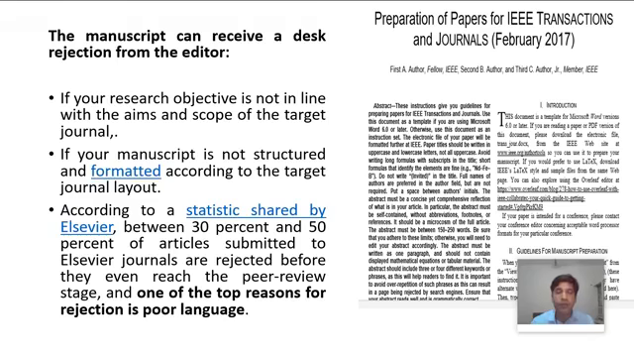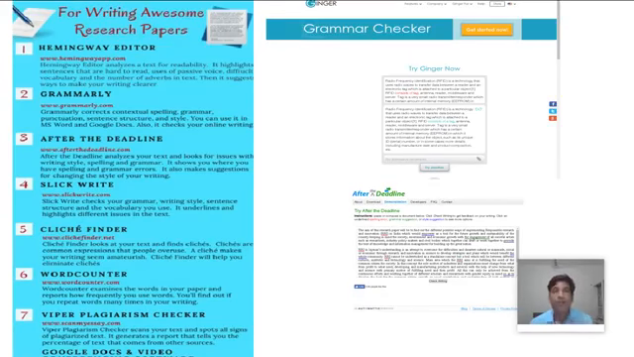Yes, this is very true: because of poor language and grammatical mistakes, most manuscripts from developing countries can't find any place in high impact factor journals. Now, to assist research scholars in improving the quality of their language and minimizing the grammatical errors of their manuscript, these are some of the tools recommended by different research scholars and academicians throughout the world. These tools are available, and you can see them on this slide also.